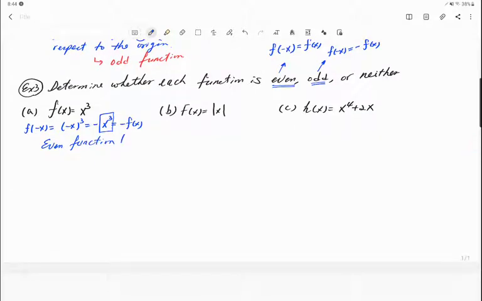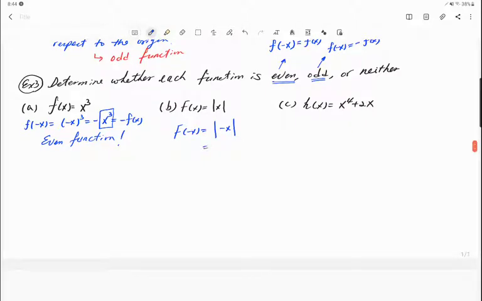Okay. How about the next one? Replace x with negative x. Then the absolute value of negative x equals, this negative sign can be removed, absolute value of x. So that is equal to the original function f of x. So this one is an even function.